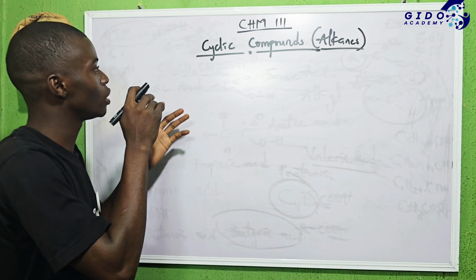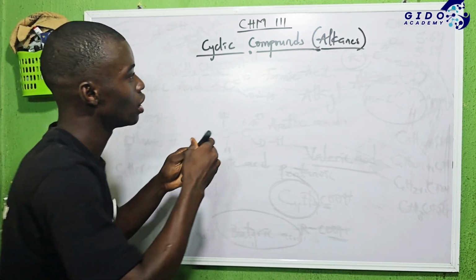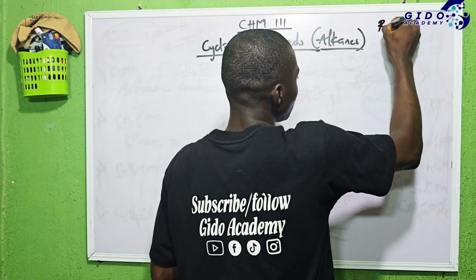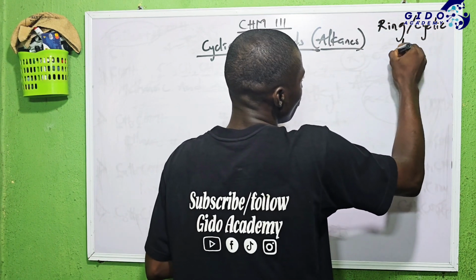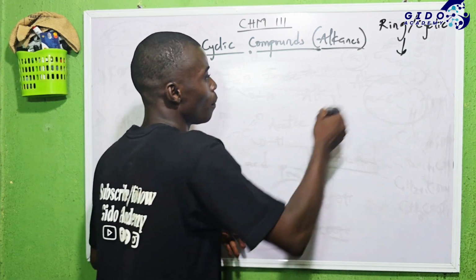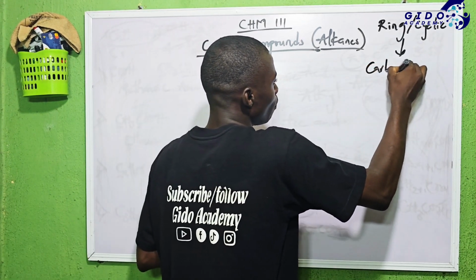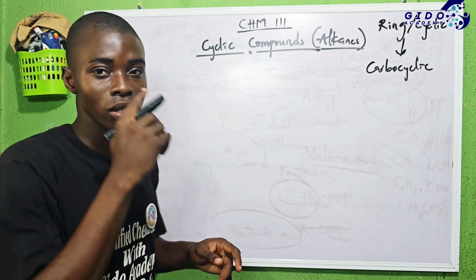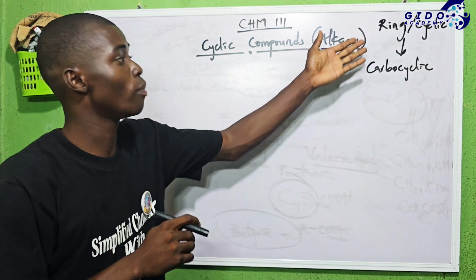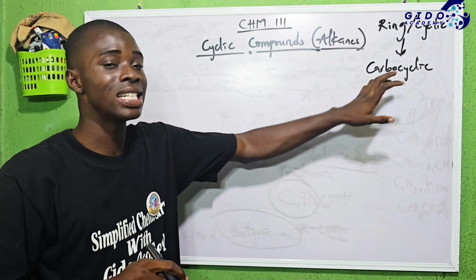In this particular video, we'll be dealing with cyclic compounds. We can also call this a ring compound or cyclic compound. But we'll be dealing with a part of the ring compounds called the carbocyclic compounds. Originally, ring compounds are divided into two: carbocyclic and heterocyclic.